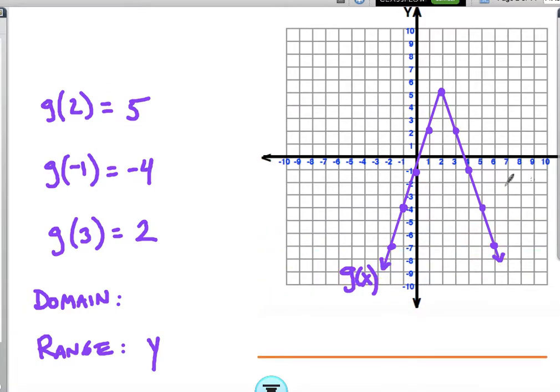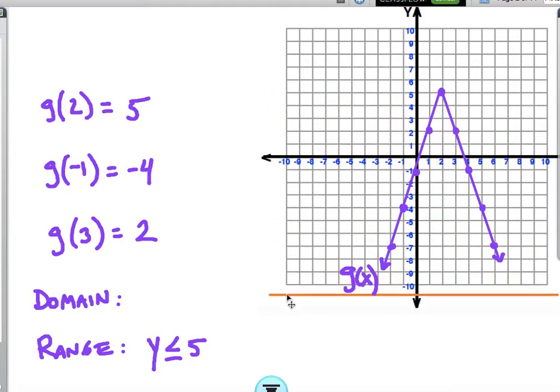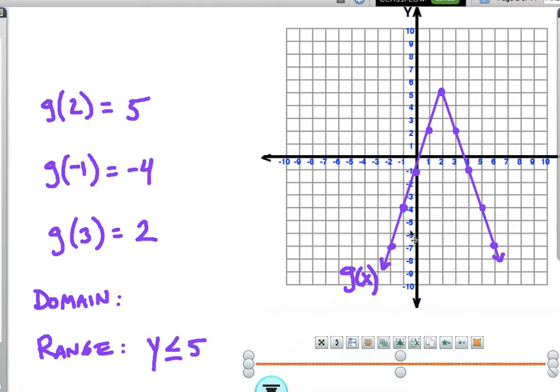So how do I write that? My y values have to be less than or equal to 5. Everything below 5. And it can equal 5 because there's a dot right here at a y value of 5. So 5 and below is our range.